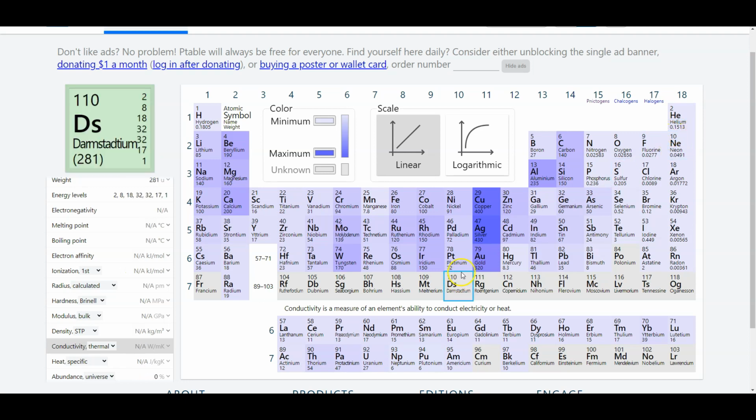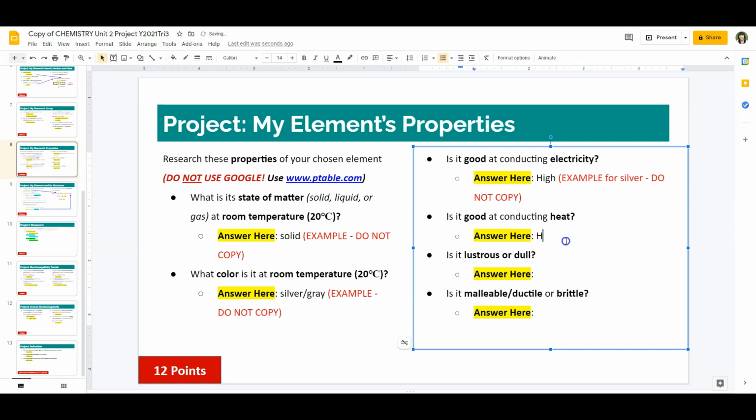Those are all really low conductivities, okay? But for silver, I can see 430. So again, this is going to be high. And that's an example for silver, do not copy.